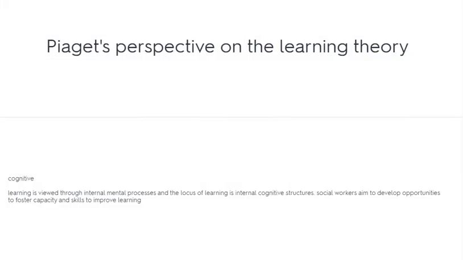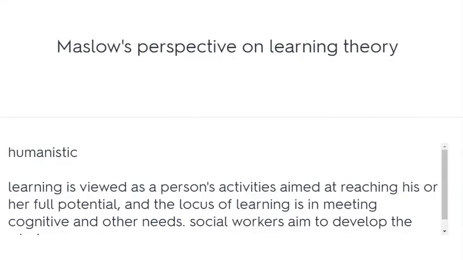Piaget's perspective on learning theory. Cognitive learning is viewed through internal mental processes, and the locus of learning is internal cognitive structures. Social workers aim to develop opportunities to foster capacity and skills to improve learning. Maslow's perspective on learning theory. Humanistic learning is viewed as a person's activities aimed at reaching his or her full potential, and the locus of learning is in meeting cognitive and other needs. Social workers aim to develop the whole person.